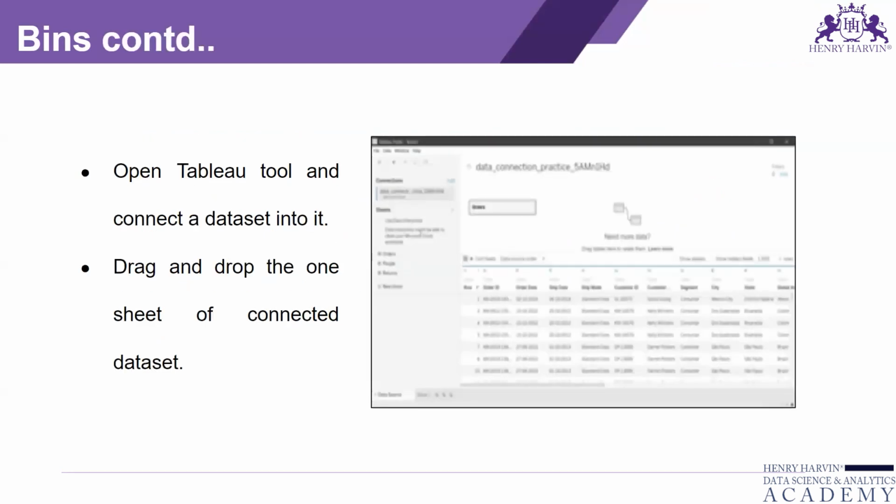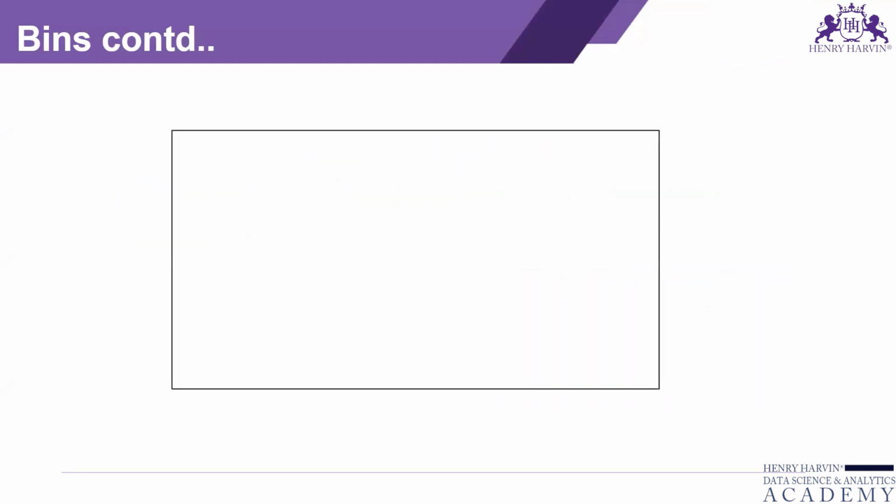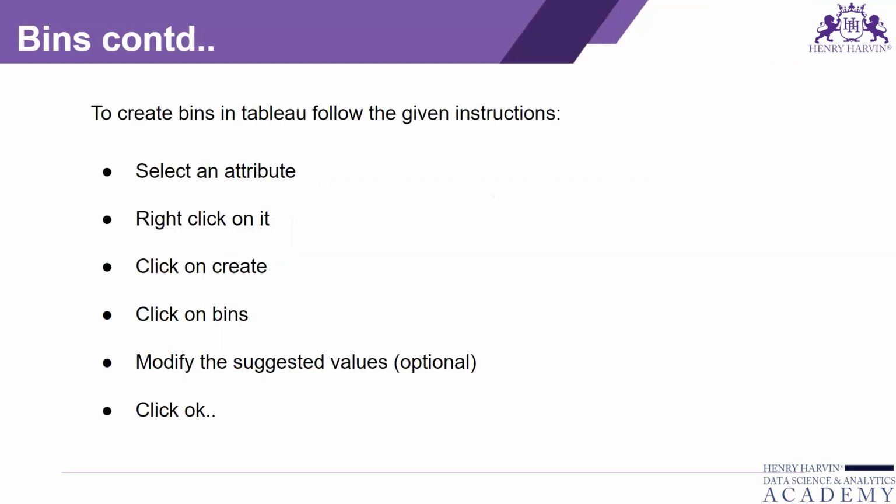Now, what is the meaning of bins? Basically you are creating equal sized intervals, and in those intervals you will have a minimum value and a maximum value, and you will place all the values that fit into that range into that equal size interval. Okay, that is the meaning of bins. This is telling you how to create a bin. To create bins in Tableau, select an attribute, right click on it, click on create, click on bins, modify the suggested values and click on OK.